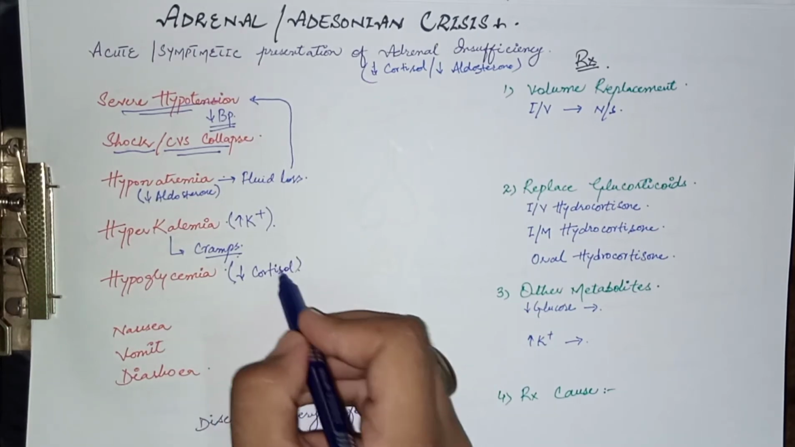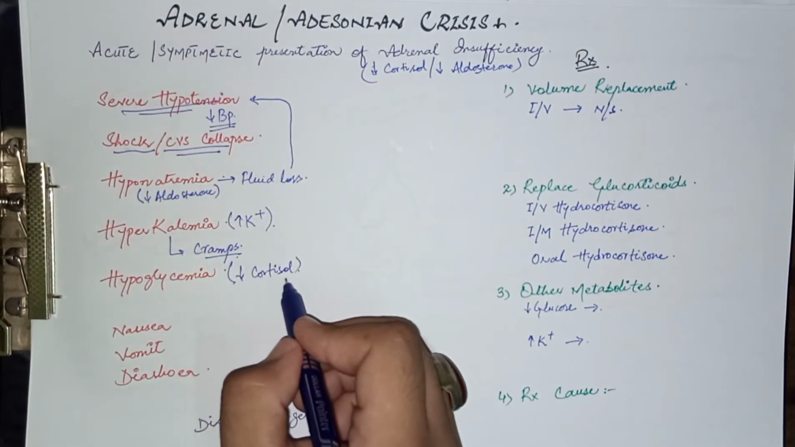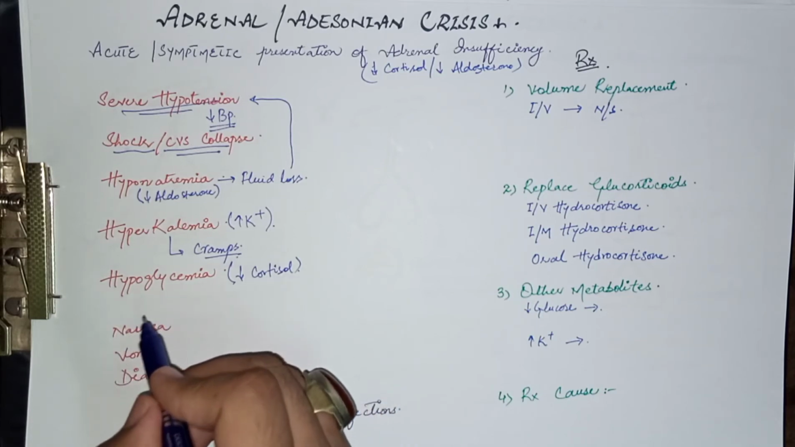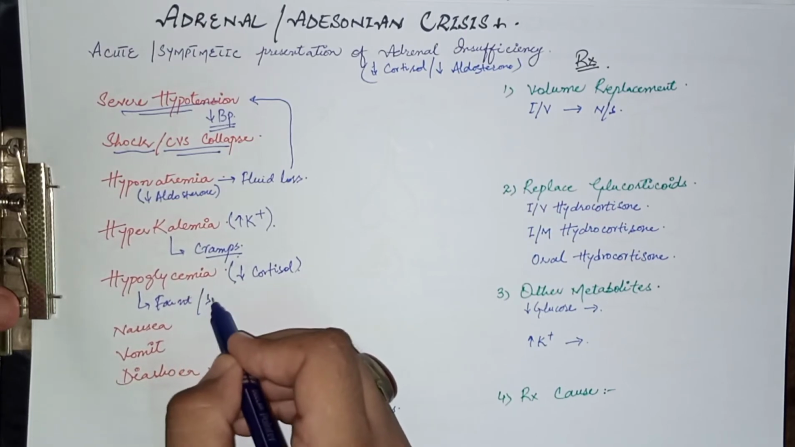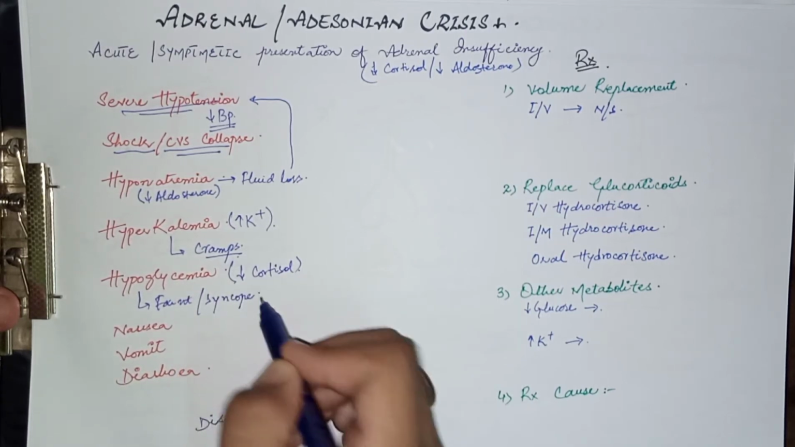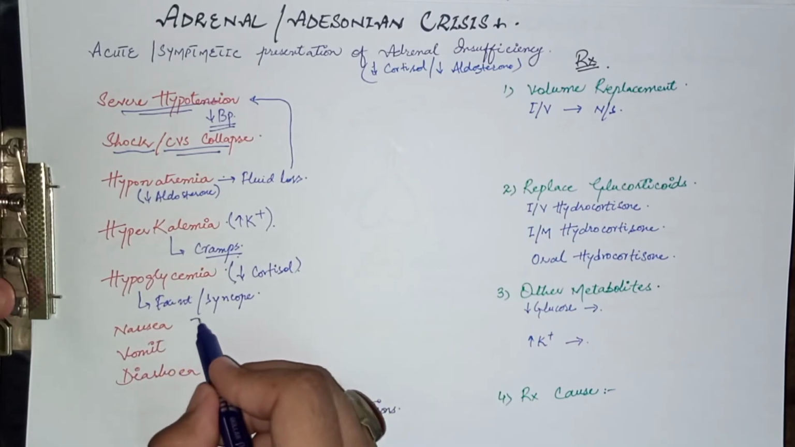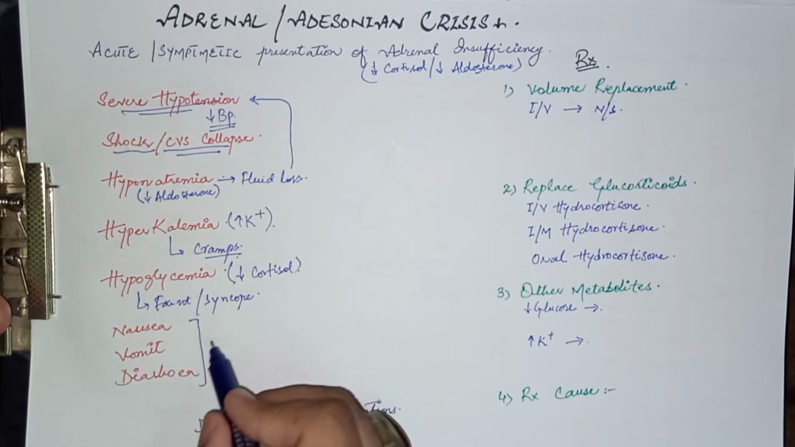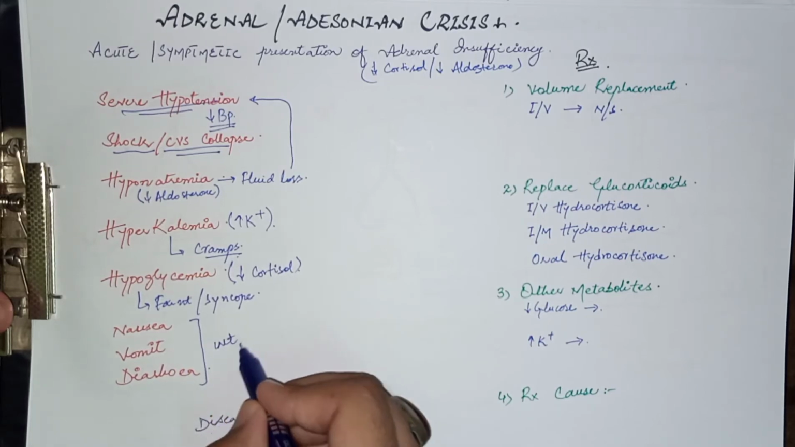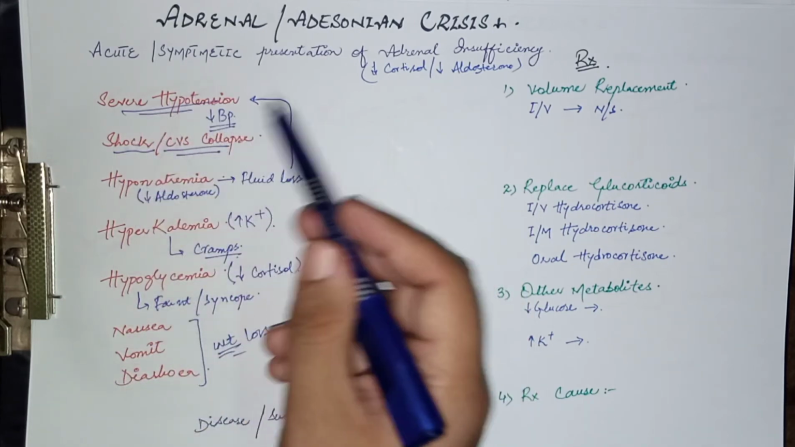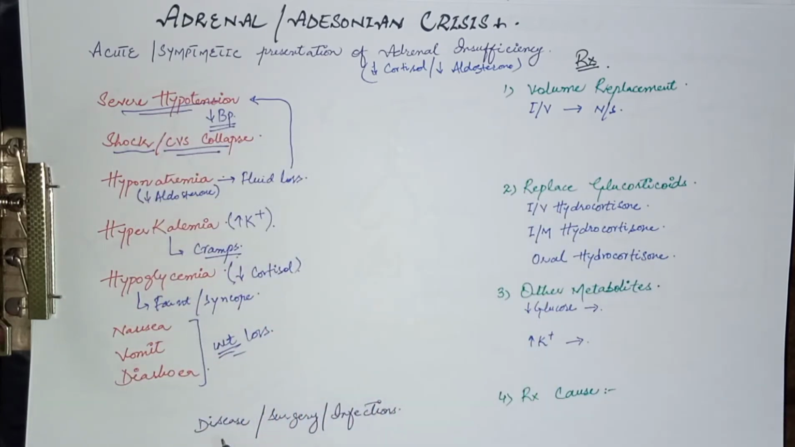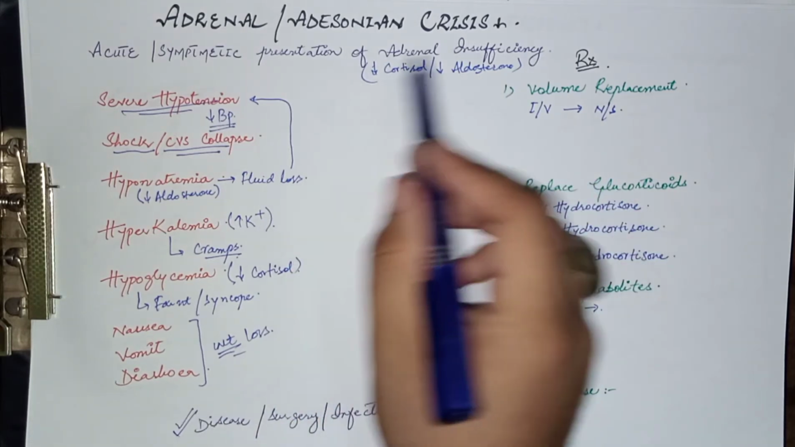As we know, cortisol is a gluconeogenic hormone, but when there is a reduced amount of cortisol, it may lead to hypoglycemia. So the patient may present with faint and syncope in the emergency department because of hypoglycemia, and nausea, vomiting or diarrhea. These are the GIT features of reduced amount of cortisol and ultimately lead to weight loss of the patient. So these are the features of adrenal or Addisonian crisis. Any disease, surgery such as bilateral adrenalectomy, or infections are the various triggering factors of this Addisonian crisis.